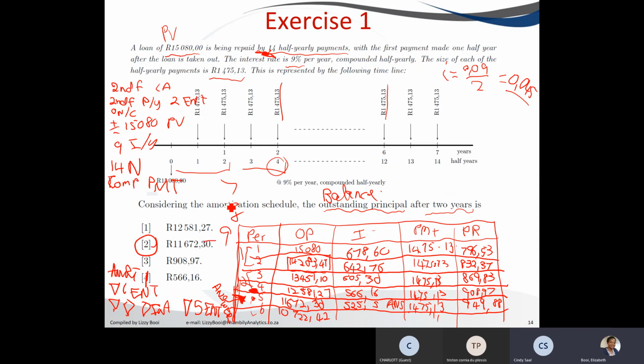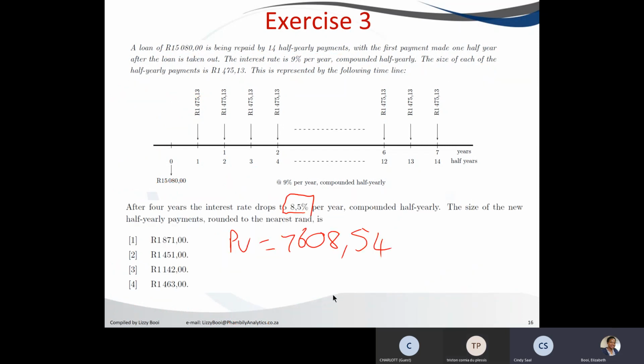And when you get to the 9, that will be your balance. So you will need to complete this table the way it is until line number 9. When you get to line number 9, it will give you the balance at line number 9, which will be 7608. That will be your present value. Then you need to use the formula because we need to calculate the payment. Remember, P is equal to R times 1 minus (1 plus i) to the power of minus n, divided by i.